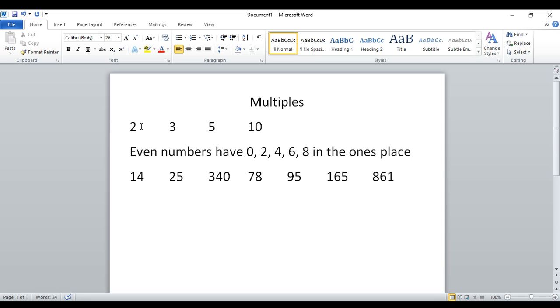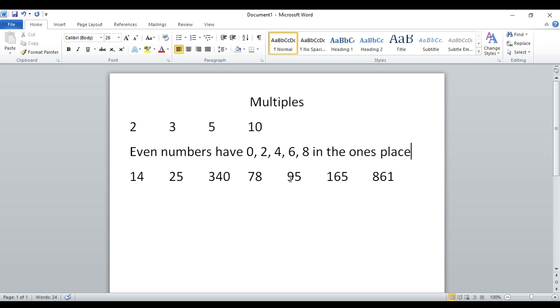340, could that be a multiple of 2? It's got a 0 in the ones place, so that means it's an even number. We could divide this into 2 equal groups. So 340 is a multiple of 2. So you would want to circle that. 78. What do you think? Is it a multiple of 2? Well, it has an 8 in the ones column, so yes, it is a multiple of 2. It's an even number. We could divide it into 2 equal groups.